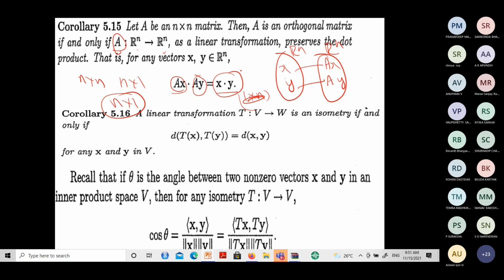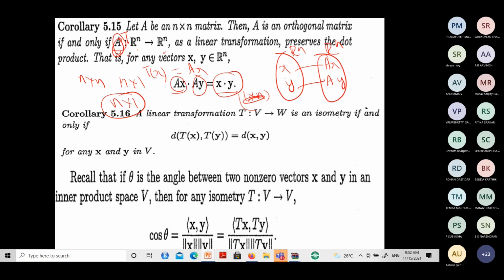So the dot product between x and y is the same as the dot product between Ax and Ay. Indirectly, this matrix A acts as an orthogonal transformation. It is actually a linear transformation here. I should call this T. What does this T do? T of x is nothing but A times x. But they are calling the T as A here. So for better understanding, you can replace this by T.